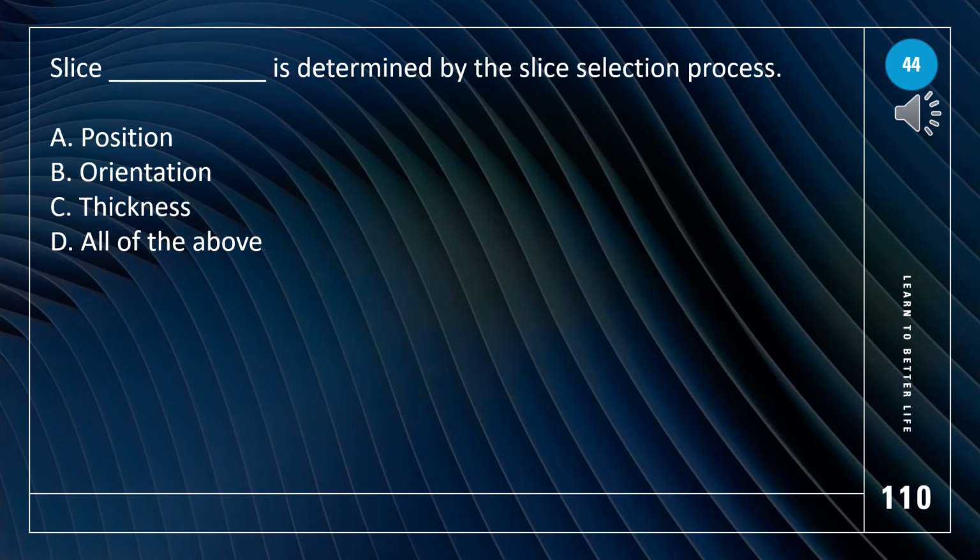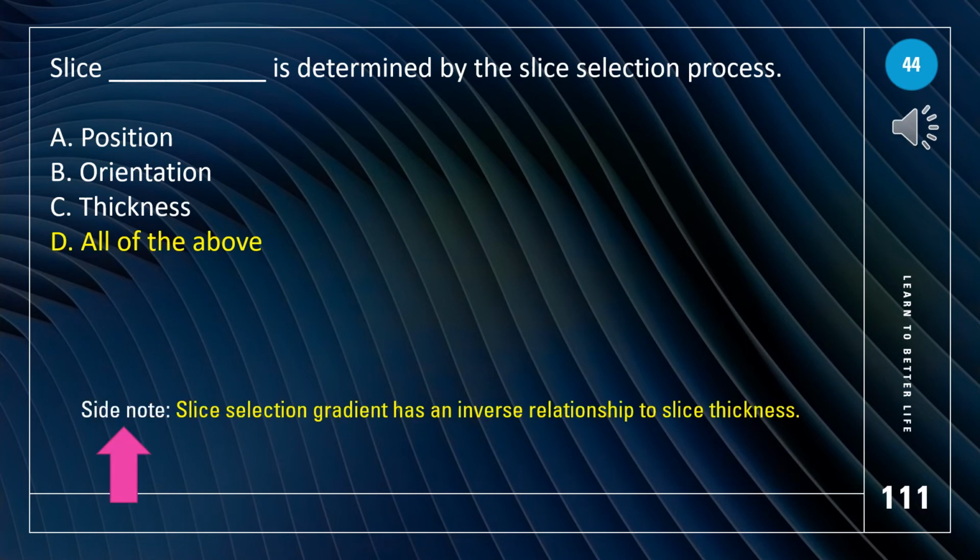What is determined by the slice selection process? A. Position. B. Orientation. C. Thickness. D. All of the above. D. All of the above. Slice selection gradient has an inverse relationship to slice thickness.